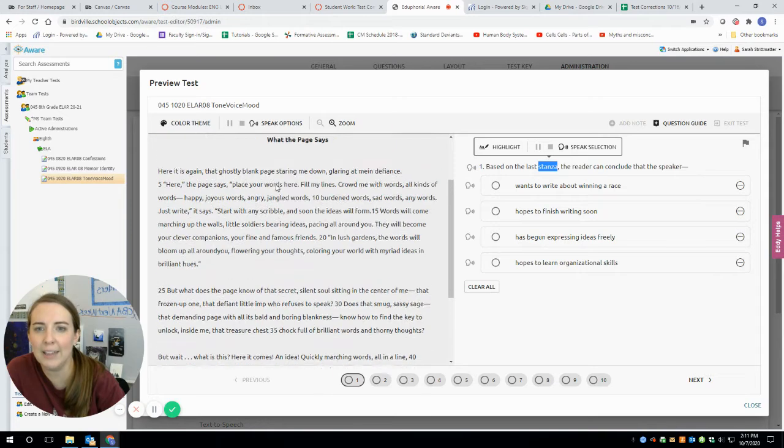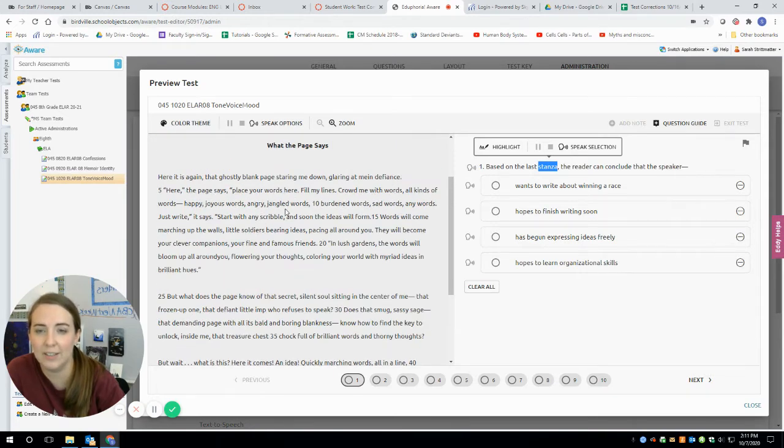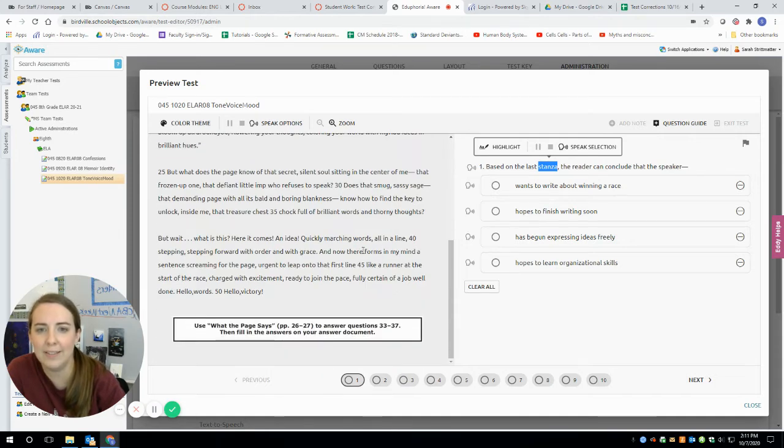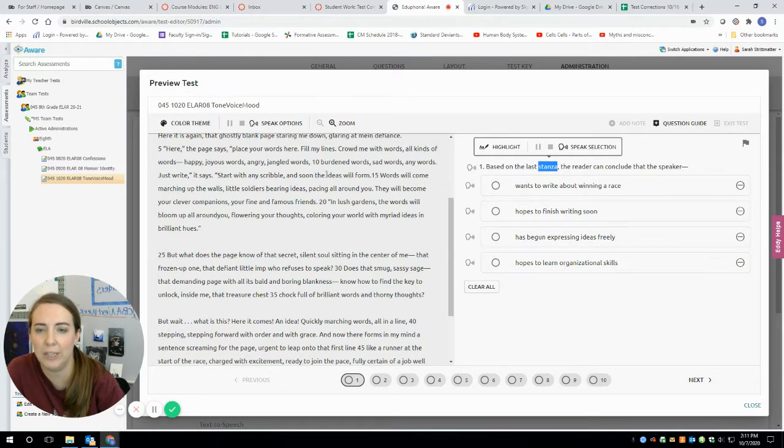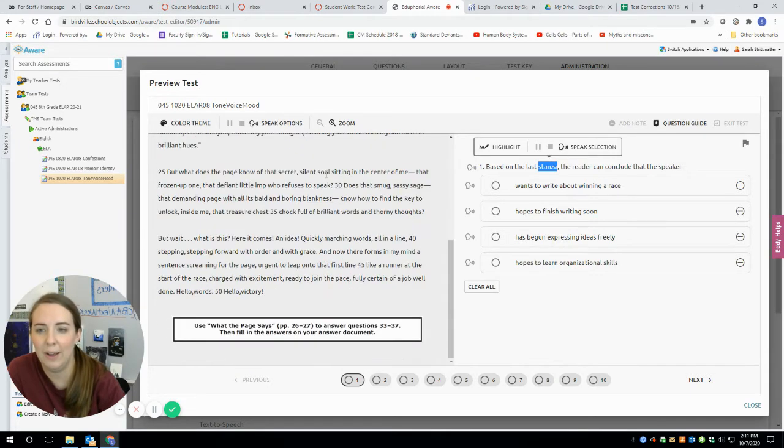Well, it seems like in the first stanza, they talk about how they can't come up with anything and they need ideas. But by the time you get to the last stanza, they're saying, oh, here it comes, an idea. I have a sentence. So they have actually begun expressing ideas freely. At first, they were just talking about the words that were coming out or that they needed. And then finally they say, oh, here's an idea. So the best answer is C.